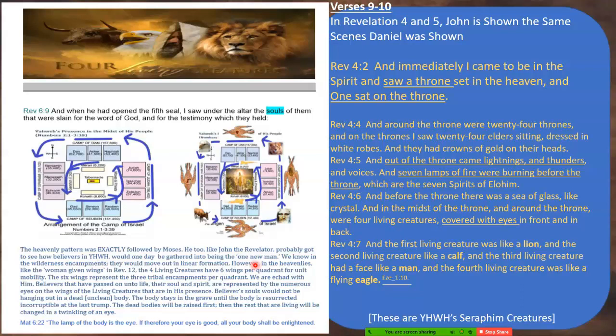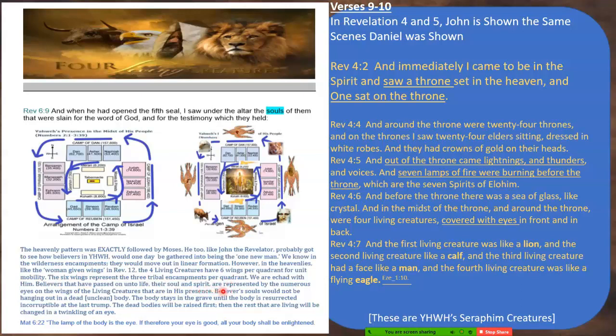We know in the wilderness encampments, they would move out in a linear formation. However, in the heavenlies, like the woman given wings in Revelation 12, the four living creatures have 6 wings per quadrant for unit mobility. I mean, this is another realm, if you will. The 6 wings represent the 3 tribal encampments per quadrant. We are a covenant with him, believers that have passed on unto life.